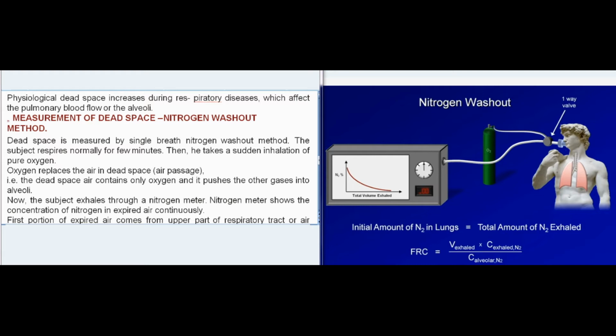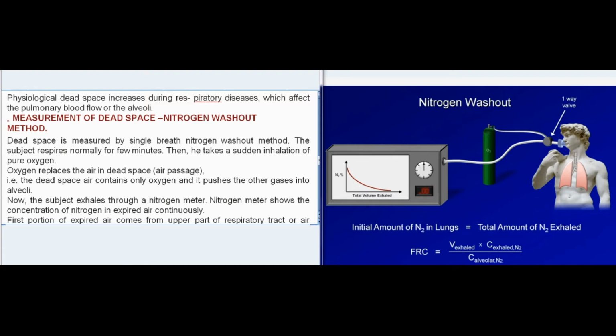Measurement of dead space, nitrogen washout method. Dead space is measured by the single breath nitrogen washout method. The subject respires normally for a few minutes. Then he takes a sudden inhalation of pure oxygen. Oxygen replaces the air in the dead space, the air passage, i.e. the dead space air contains only oxygen and it pushes the other gases into the alveoli. Now the subject exhales through a nitrogen meter.